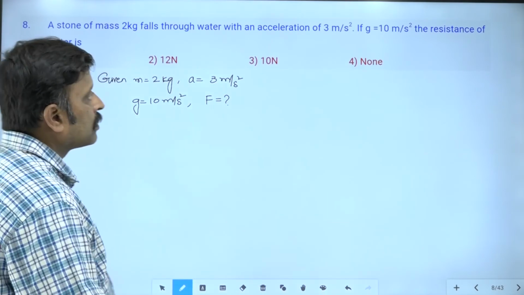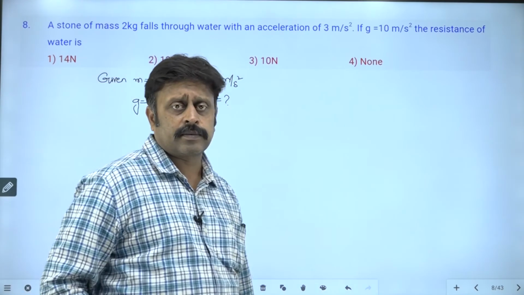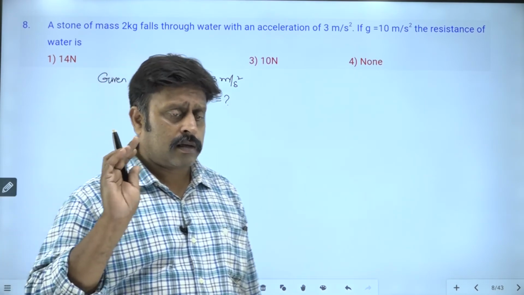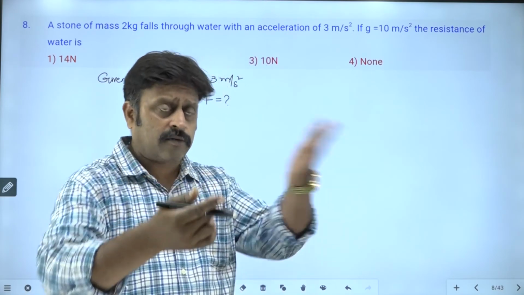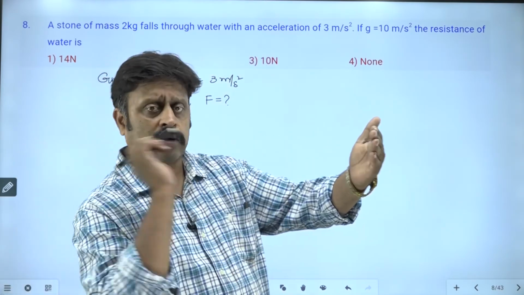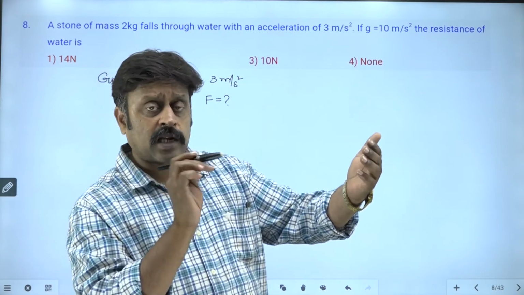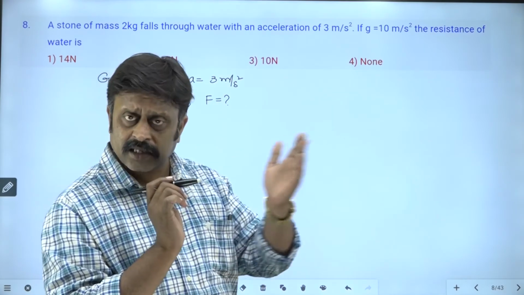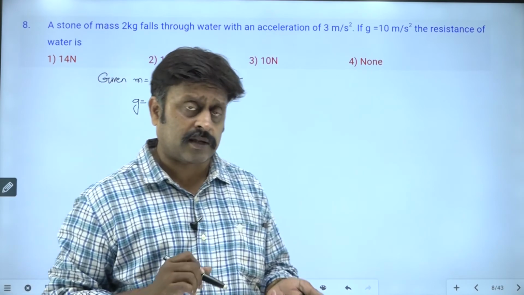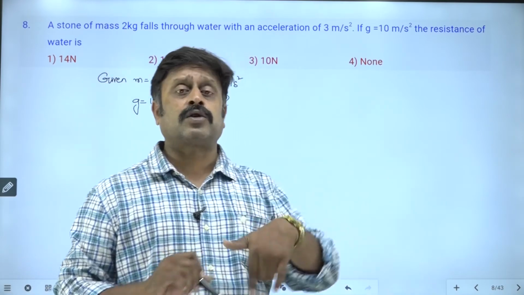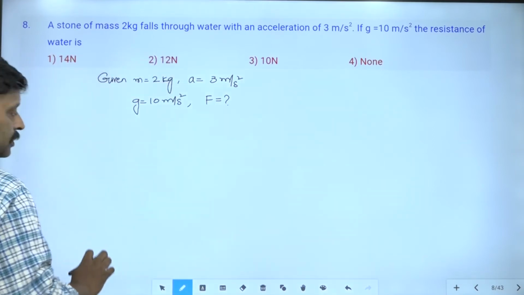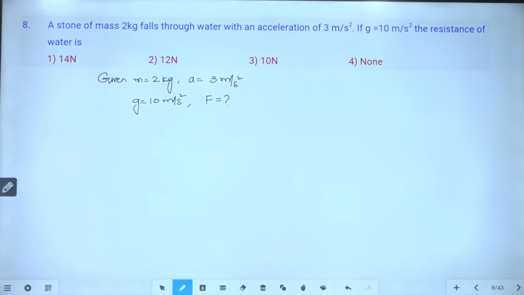See, a stone is dropped in water. The stone is moving in the opposite direction to the flow of water. The water is flowing like this. The stone you are throwing in this direction. The forces offered by water to the stone are opposite. Those we call the resistance force. Those resistance forces offered by water on the stone you are asked to calculate. Okay. So here the resistance is nothing but the resistance.